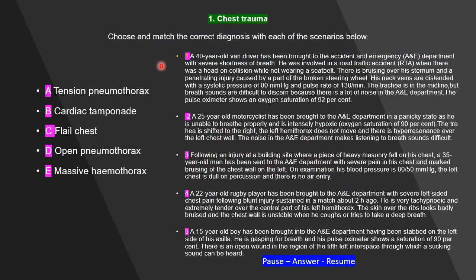Okay, the first question is on chest trauma. Choose and match the correct diagnosis with each of the clinical scenarios below. Okay, the 5 clinical scenarios, read them carefully and match with the correct diagnosis on the left. You pause the video, answer the question, and resume the video to get the answers. So the answers to the questions are as follows.